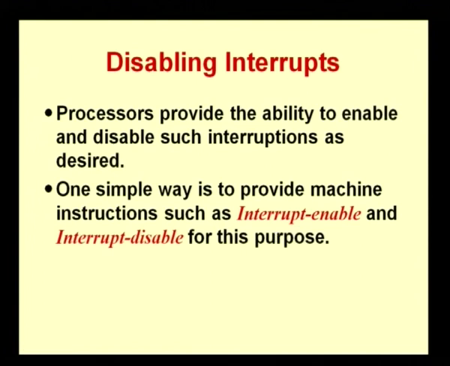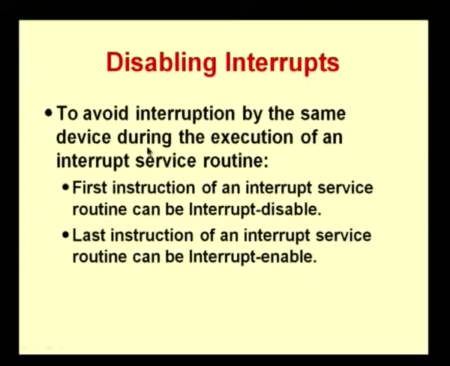So, if you are able to set or reset this bit, that will amount to enabling interrupts and disabling interrupts. Okay. So, this is something which is done. Typically, when you have an interrupt service routine being executed, if you want to avoid interruption by the same device during its execution, the first instruction of the interrupt service routine can be an interrupt disable instruction.